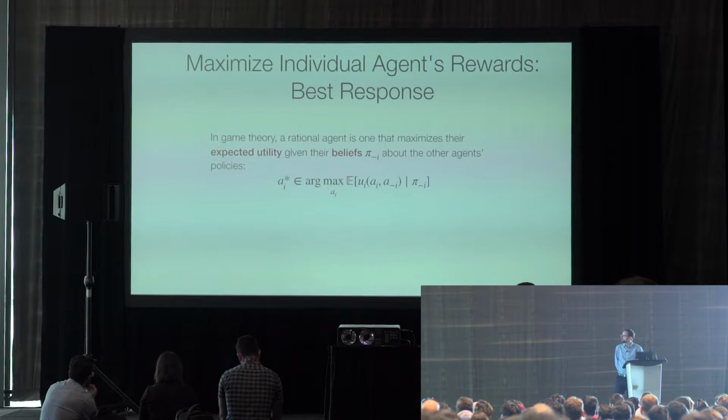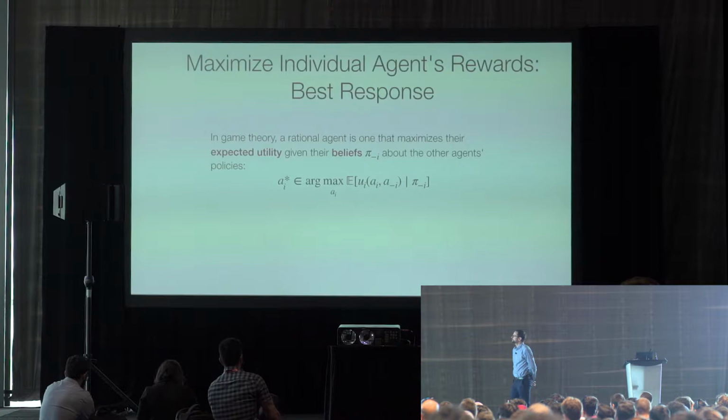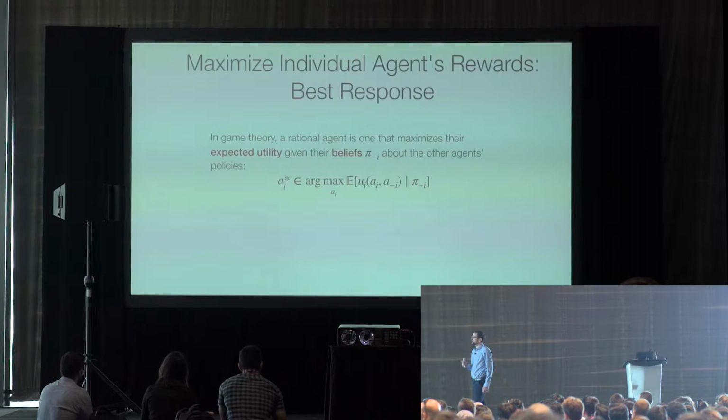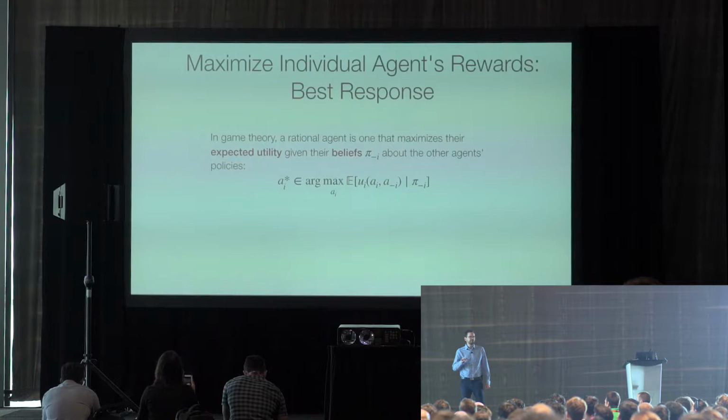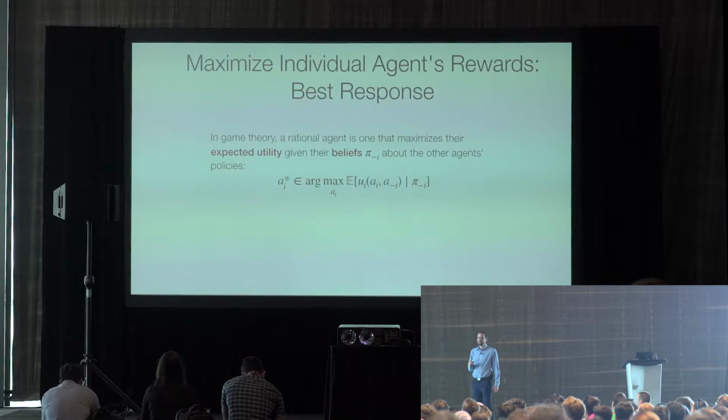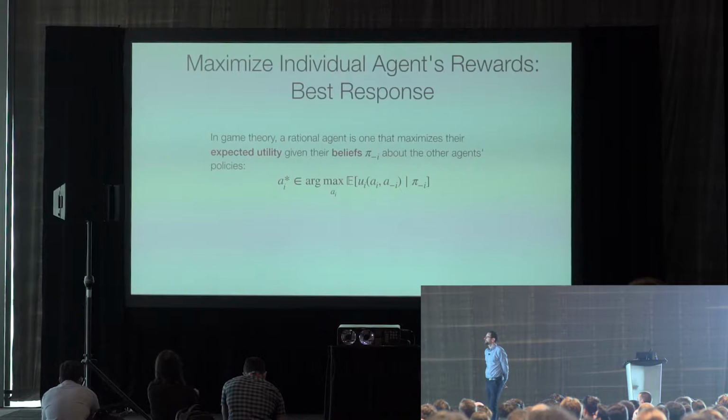So let's come back to this idea of maximizing an individual agent's rewards. In game theory, I told you a rational agent is one that maximizes the expected value of their utility. This is a very precise statement. It's an expected value. It's not the median value. It's not some upper bound on their value. Game theory will brand you irrational in some precise sense if you don't do that. In game theory, you are literally maximizing the expected value of your utility given your beliefs about the other agents' policies.